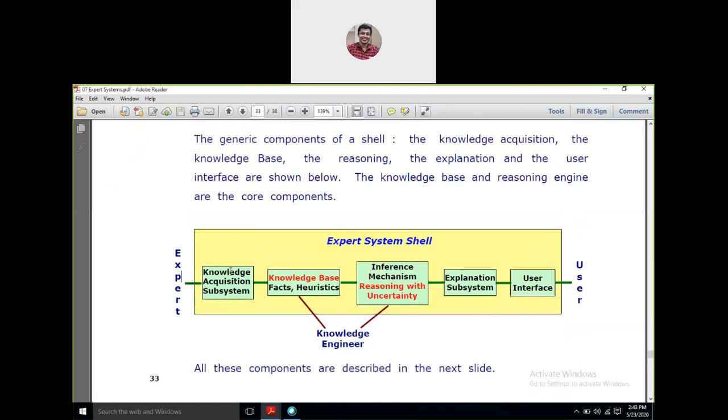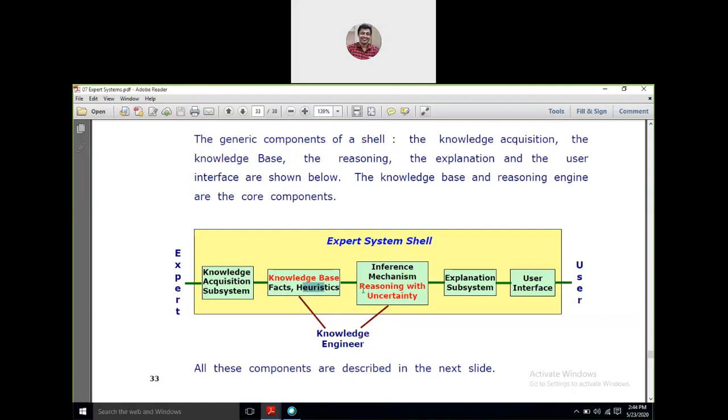Then comes the acquisition. That means how to store and how to acquire the knowledge by use of the knowledge acquisition subsystems. And they are stored in the first initial part, that means the largest information gathering part. We call it the knowledge base, where the facts, heuristics, and all the rest are stored. From here, we have the working memory part, or the inference or reasoning part.